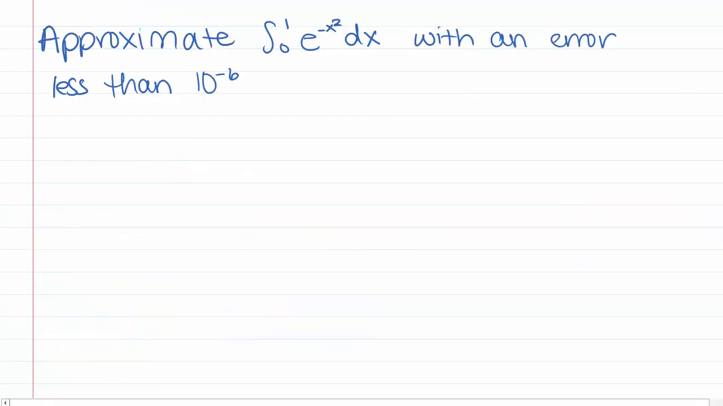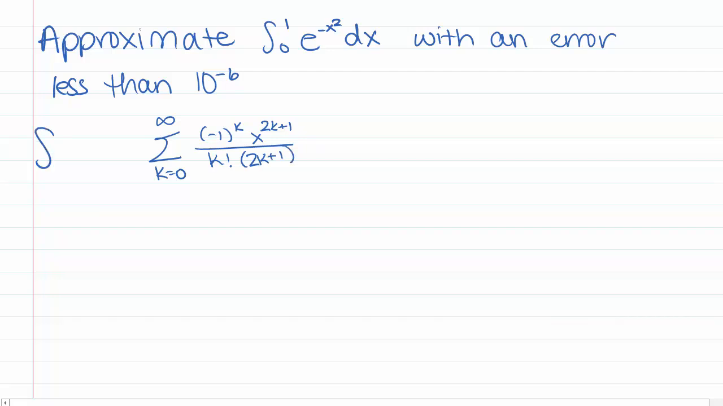All right, now this problem asks us to approximate the integral of e to the negative x squared from 0 to 1 with an error of less than 10 to the negative sixths. Now this makes sense because we have the antiderivative of e to the negative x squared as a Taylor series, and we know how to approximate Taylor series to within a certain accuracy. So let's remember what that Taylor series was. It was the sum, k goes from 0 to infinity, of negative 1 to the k times x to the 2k plus 1 divided by k factorial times 2k plus 1.